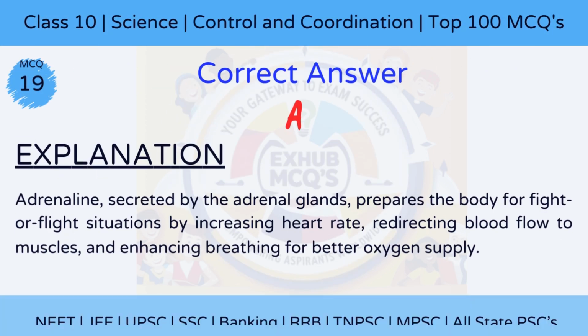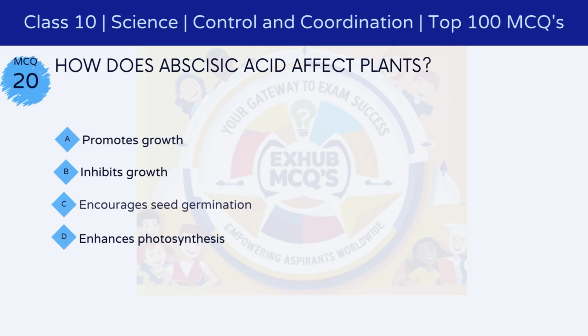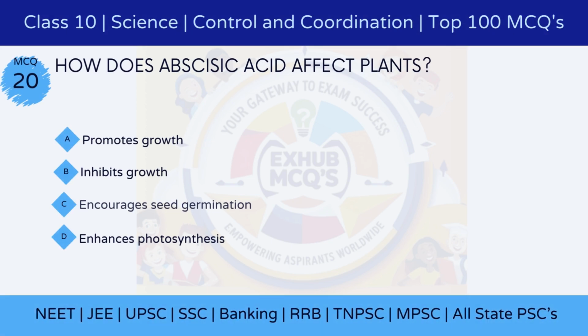The correct answer is option A, adrenaline. Explanation: adrenaline, secreted by the adrenal glands, prepares the body for fight or flight situations by increasing heart rate, redirecting blood flow to muscles, and enhancing breathing for better oxygen supply. MCQ 20. How does abscisic acid affect plants?